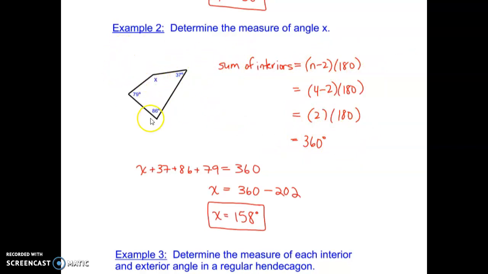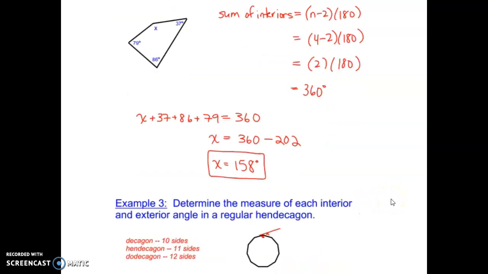So when I add these 4 angles together, that means I must total 360 degrees. So x plus 37 plus 86 plus 79 equals 360. I'm going to take these 3 numbers here, move them over. When I move them over, it becomes subtraction. So I end up with x equals 158 degrees.